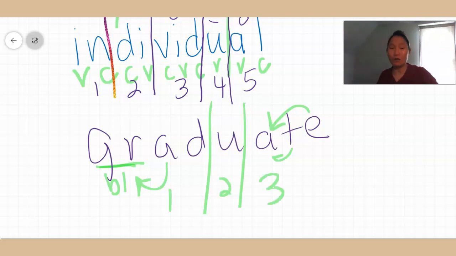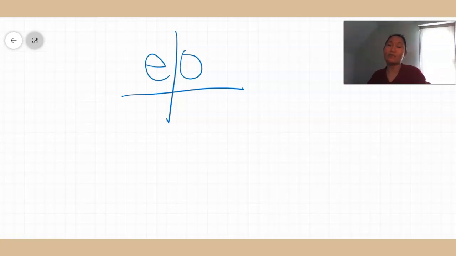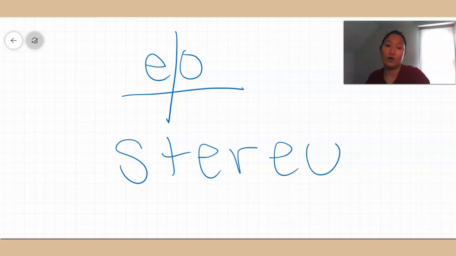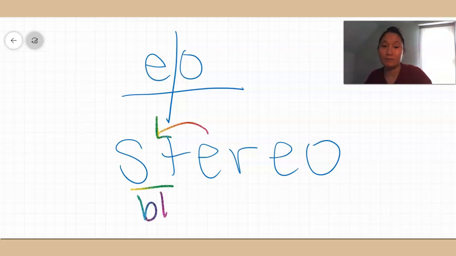Alright, so moving on, we have the E-O. We're going to look at the E-O vowel team that you split. Okay, so let's look at the first word, stereo. You have the blend here. They stay together, so the E can grab that. And then we have the E-O. So with the S-T as a blend, the E can grab the S-T. Stereo.